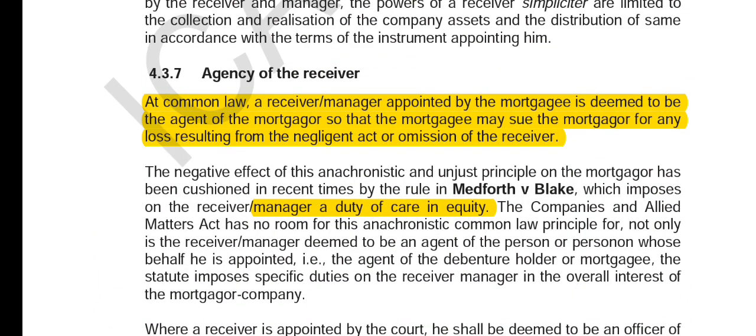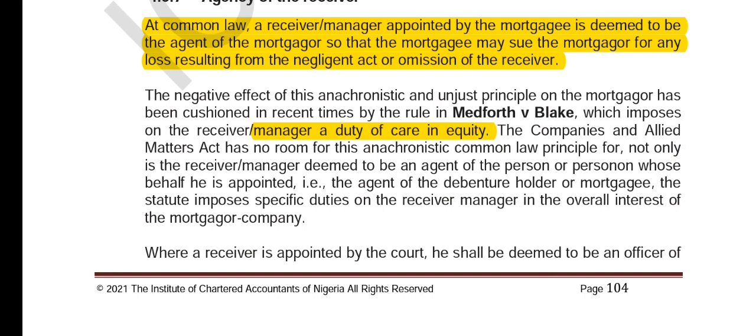Now, the agency of the receiver. At common law, a receiver manager appointed by the mortgagee is deemed to be the agent of the mortgagor, so that the mortgagee may sue the mortgagor for any loss resulting from the negligent act or omission of the receiver. I'm trying to remember this case between Medford versus Blake. Just recently I was reading on it, but I'm trying to figure it out now.